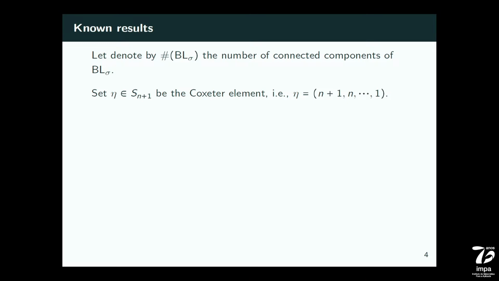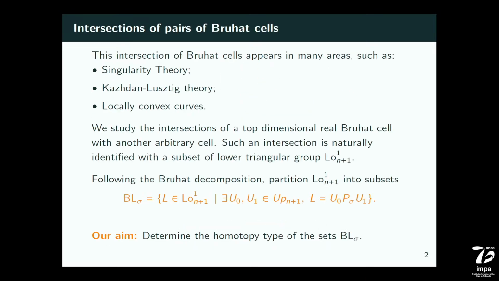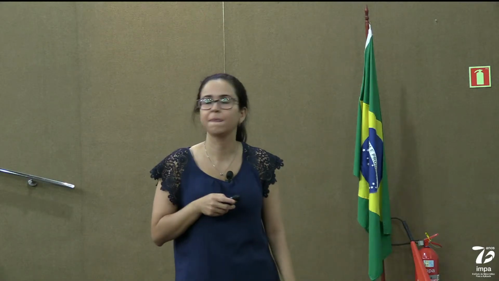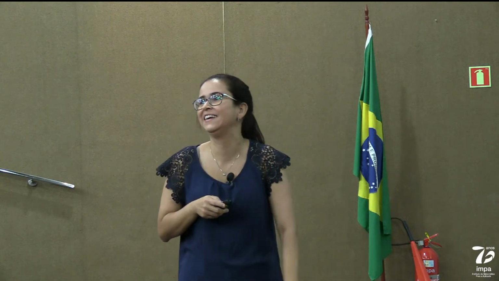Two slides before, you had this statement that we were going to be looking at intersections of top Bruhat cells with another Bruhat cell. Yes, but they will appear. For the moment, it's not clear why. The definition of BL sigma is such a thing, but it's not clear from that definition. Exactly, I will need more, exactly this.